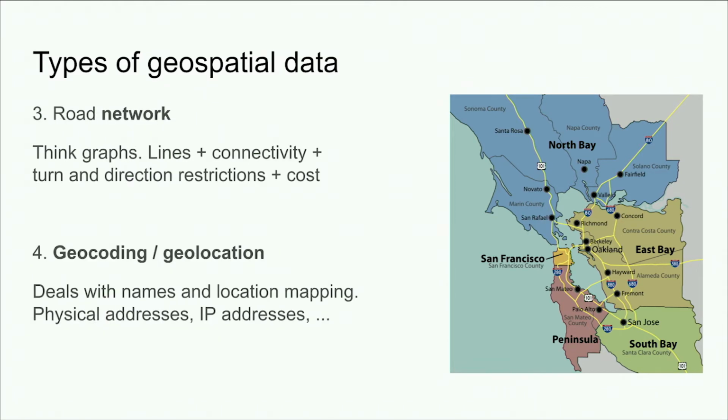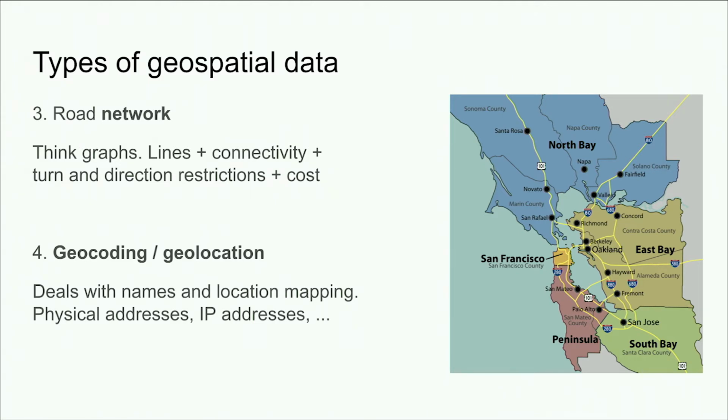Additional types of geospatial data you might need is road network. Just like the vector data we saw before, that also describes lines, but here think about graphs. In addition to lines, we also describe connectivity, like what turns are allowed, which turns are not allowed, which directions are allowed, and various geocoding and geolocation. Those are just mapping between names and coordinates on the Earth. And names can be anything. Think about postal addresses, think about IP addresses.